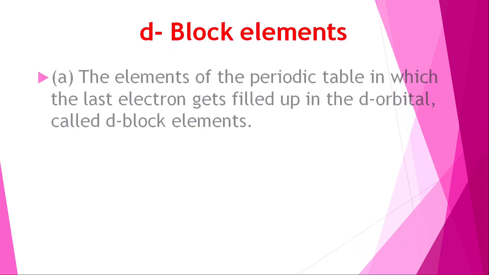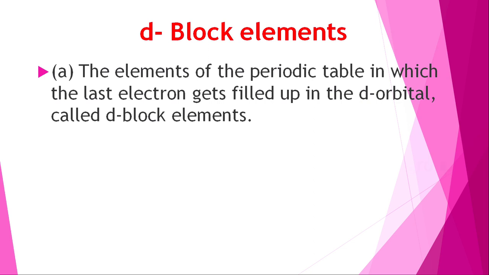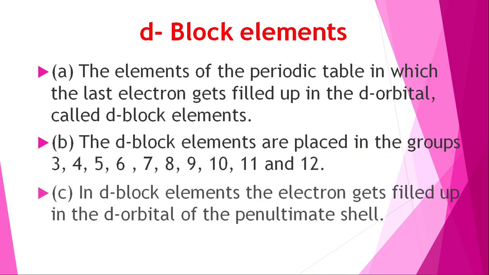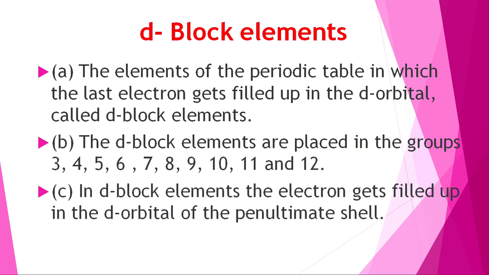Then D block elements: group 3 to group 12 are called D block elements. Here the last electron goes to the D subshell, and the electron is being filled in the second last shell. The D subshell is not filled in the outermost shell, it is in the second last shell. So in D block elements, the last 2 shells are incomplete, and they are also called transition elements, as the properties are transiting from S block to P block. They are present between S and P block.